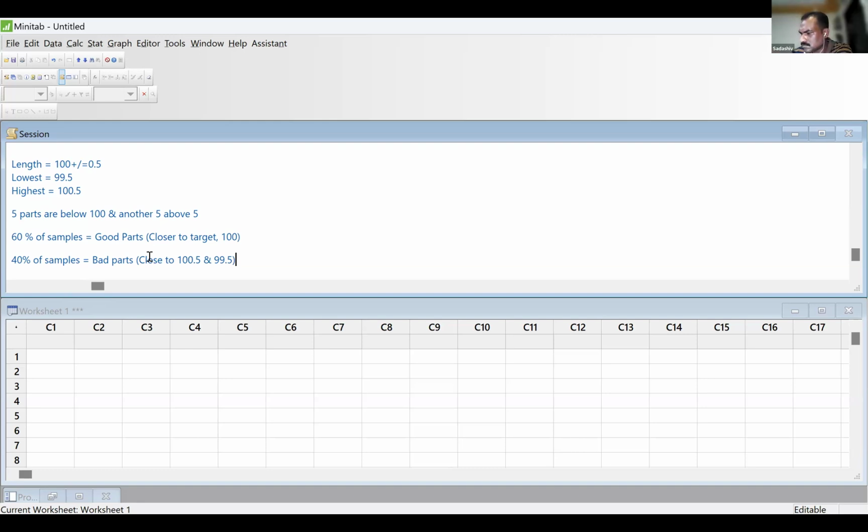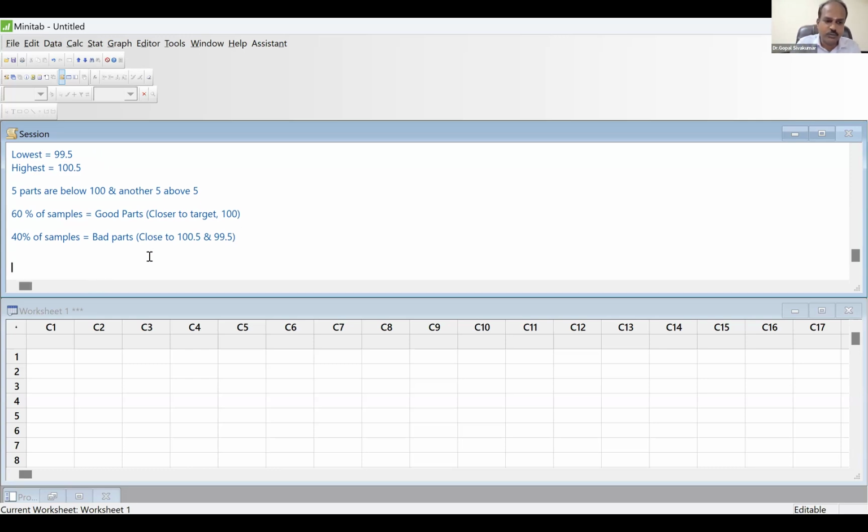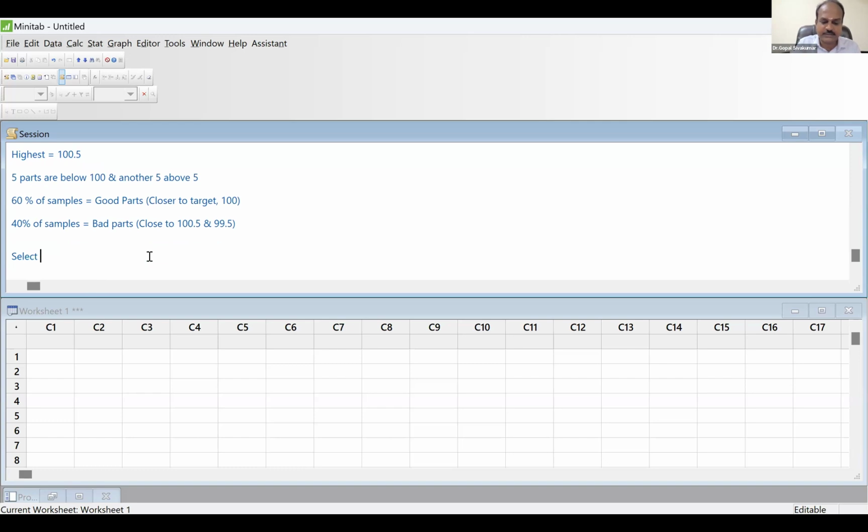In an MSA study, you as the assessor of the measurement system should be the only one who knows all this information. You should not reveal it to others. It should be a secret known only to you. Clear, all of you? And now you have to select appraisers.